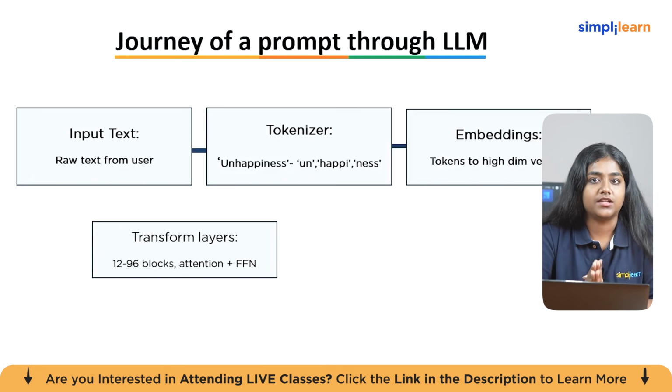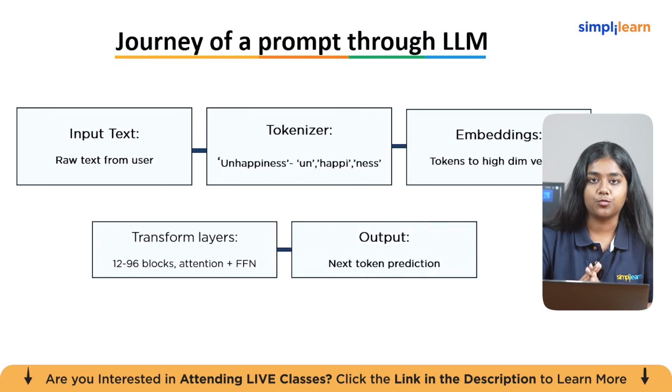Newer models like GPT use learned positional embeddings instead, and the very latest architecture uses rotary position embedding. It handles very long sequences much better. So the last step is the output. Here the next token will be predicted. Now, as we've seen the journey of a prompt through an LLM, let's understand the big three architectures.